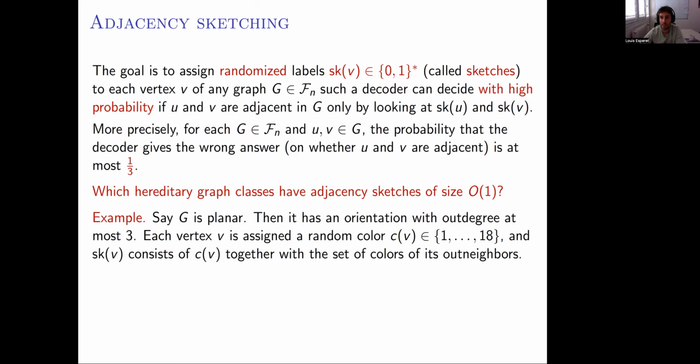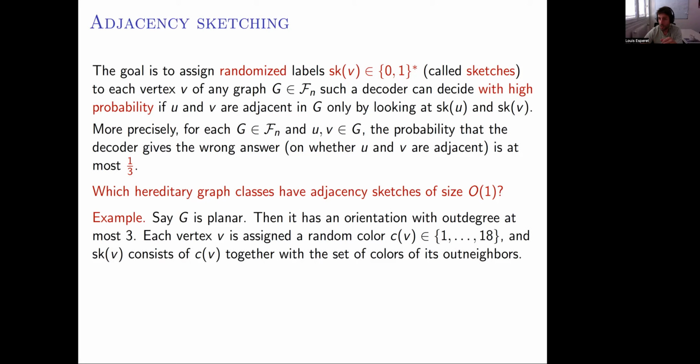Look at planar graphs. Planar graphs have an orientation in which each vertex has out degree at most 3. It's just degeneracy that gives you this. So what you can do is the following. You can assign a random color to all the vertices of the graph, a random color with constant number of colors. I wrote 18 here, but take any large constant. And now the sketch of each vertex is going to be its color followed by the color of its out neighbors, right? So it takes constant size. You only have 4 colors to remember.